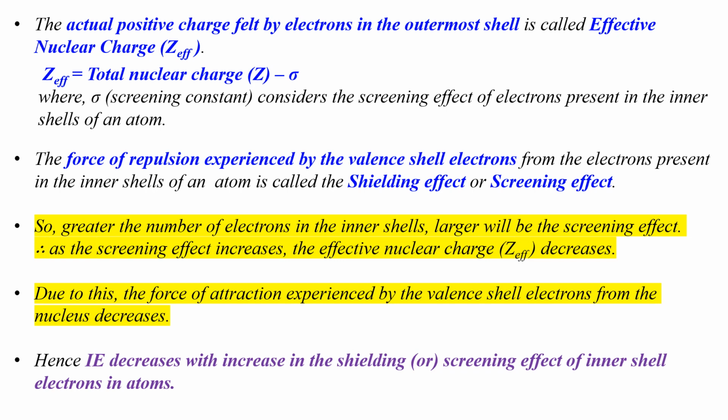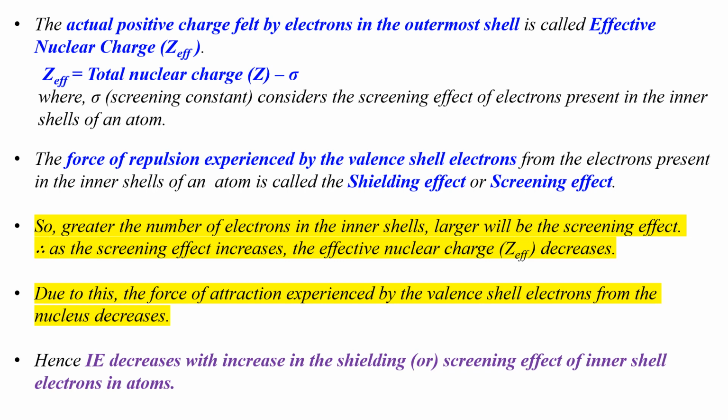Clear? Now, the force of repulsion experienced by the valence shell electrons from the electrons present in the inner shells is called the shielding effect or screening effect. Obviously, greater the number of electrons in the inner shells, larger would be the screening effect. So, as the screening effect increases, the effective nuclear charge decreases. What do you mean by effective nuclear charge? The actual positive charge felt by electrons in the outermost shell decreases with increase in the screening effect.